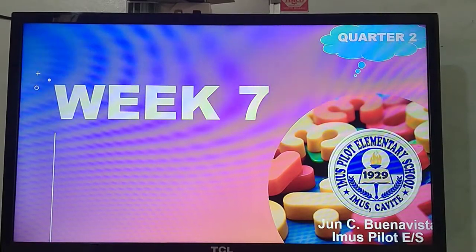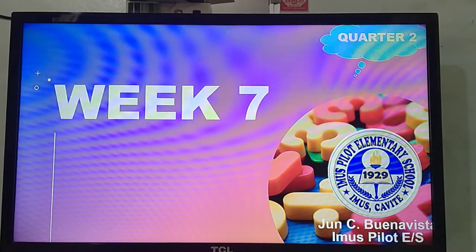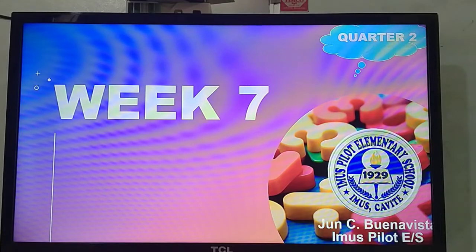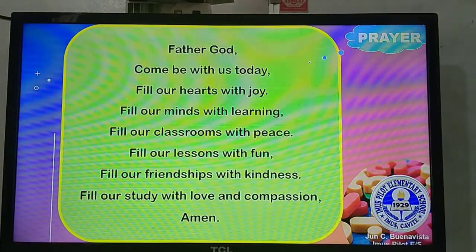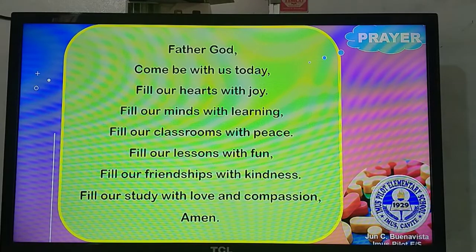Before we start, please bow our heads for our prayer and put ourselves in the presence of the Lord. Father God, come be with us today. Fill our hearts with joy. Fill our minds with learning. Fill our classrooms with peace. Fill our lessons with fun. Fill our friendships with kindness. Fill our study with love and compassion. Amen.